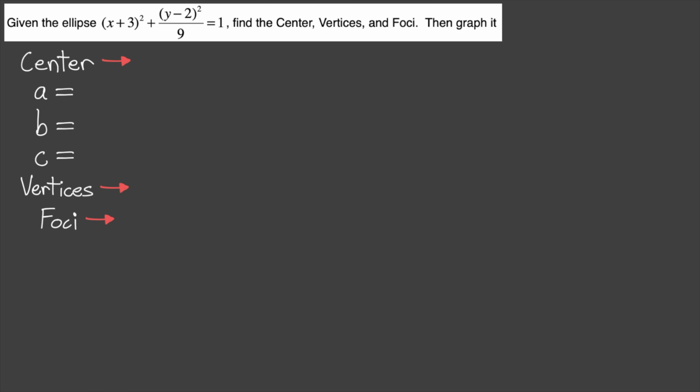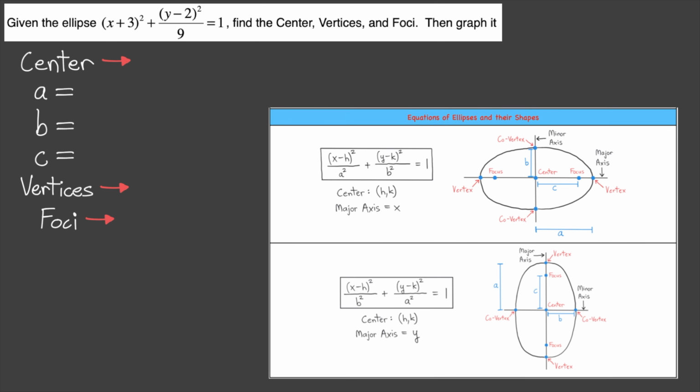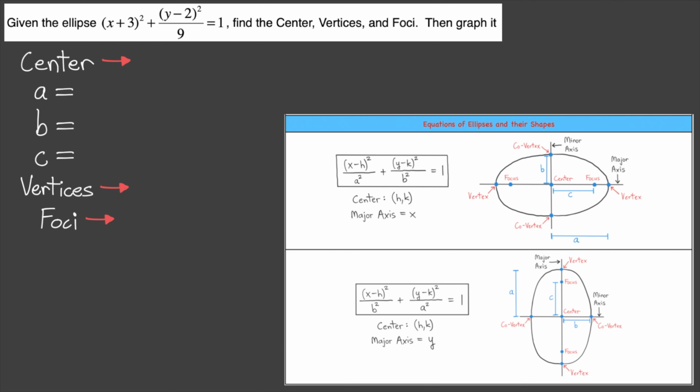Now, I always tell my students when it comes to ellipses, you want to find the center and then your ABCs. Once you find your ABCs, you can find anything on the ellipse. So here's some background on the two types of ellipses that you'll see. There's the horizontal ellipse, and that's when the bigger number is underneath the x factor. So a squared is always the bigger number.